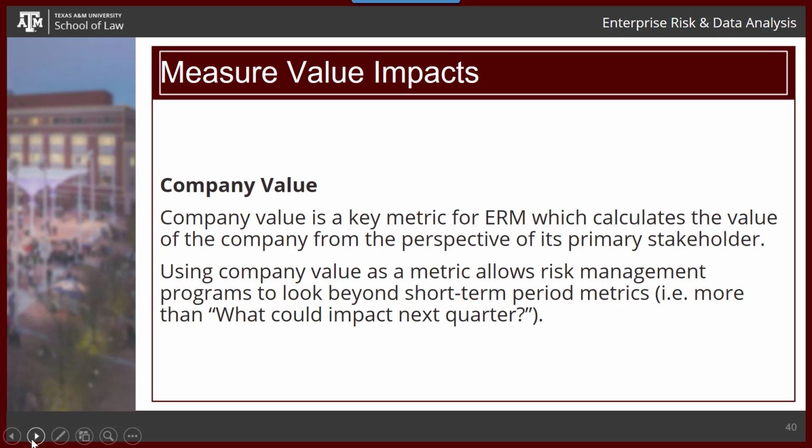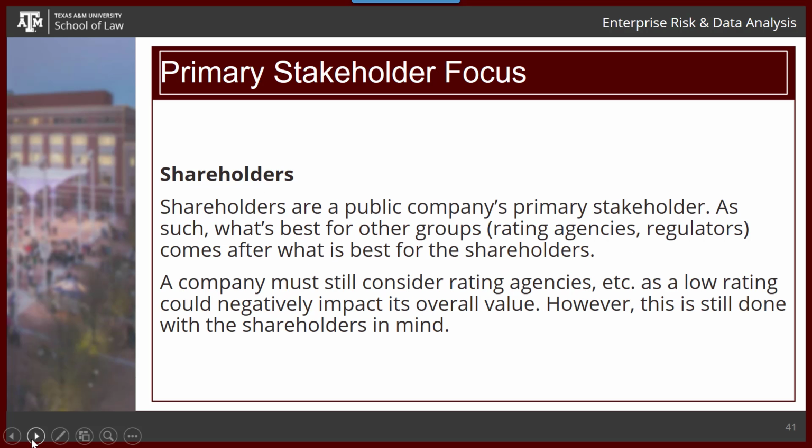So all this goes to the underlying thing that we are a capitalist country. Companies need to have value because they need to make money for their shareholders. They need to treat their stakeholders correctly, and they need to be profitable. So shareholders are the primary stakeholder, but by no means are they the only stakeholder. Okay, we have regulators, we have the general public.